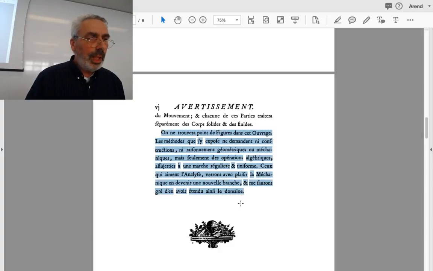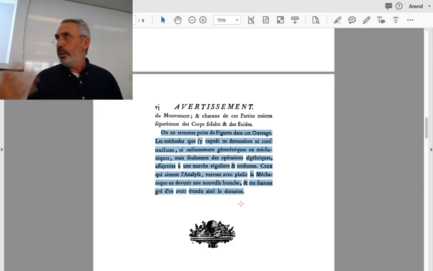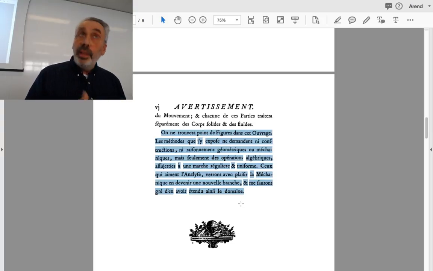On ne trouvera point de figure dans cet ouvrage. So he says, here is a book and there are no figures in the book. So this should be an advertisement to buy the book, right? But what is a book without pictures and conversations, says Alice, I mean, Alice in Wonderland. A book without pictures is nothing. We don't want books without pictures. Nevertheless, Lagrange says, as an advertisement for his book, on ne trouvera point de figure dans cet ouvrage. No figures will be found in this book.